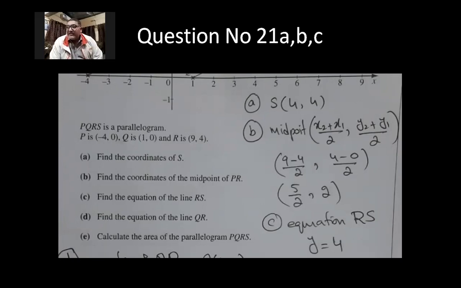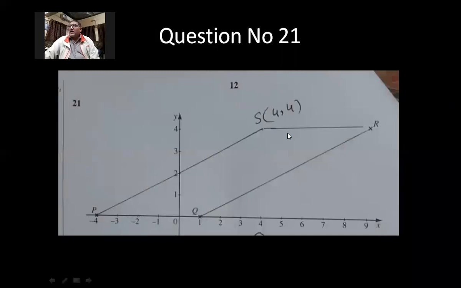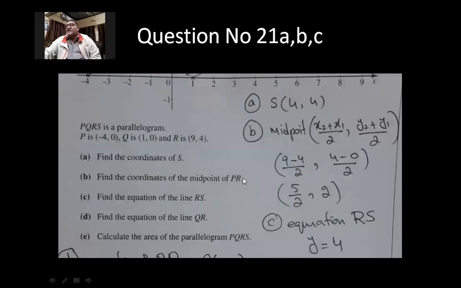The next part is, he says, find the equation of the RS. They want you to find the equation of the RS. RS is a horizontal line. Its gradient will be 0. The equation of a horizontal line is y equals a constant. So here you will have y equals 4. So the equation of the RS or SR will be y equals 4 because it's a horizontal line.